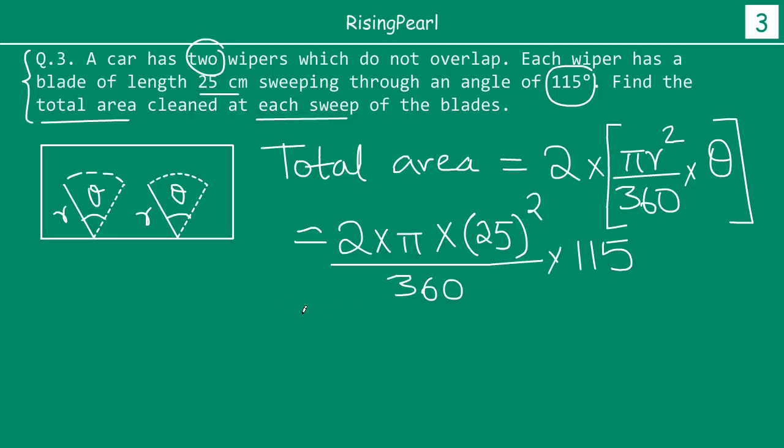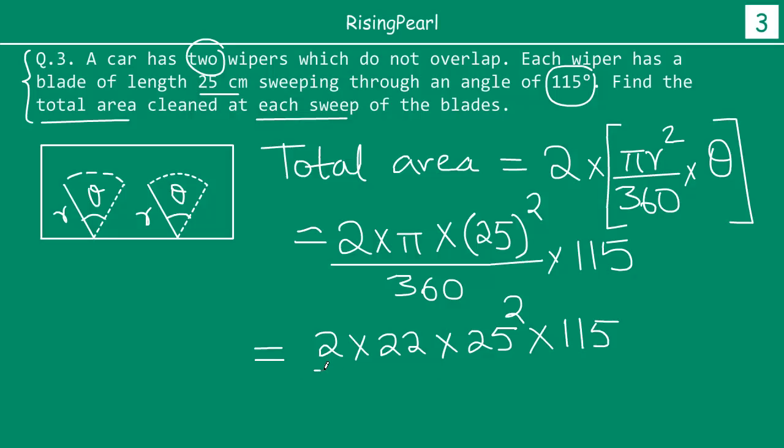So if you simply solve this, and again like I have mentioned, if it is not given in the question that we should take pi as 3.14, we are going to take the value of pi as 22 by 7. So this will become 22 by 7 times 25 square times 115 divided by 360 times 2. So this much, the unit of length is centimeter, this much centimeter square is the area which is going to be covered by both wipers in each sweep.